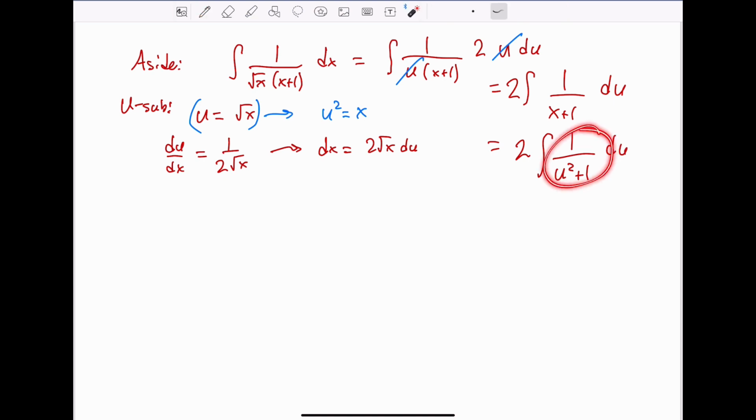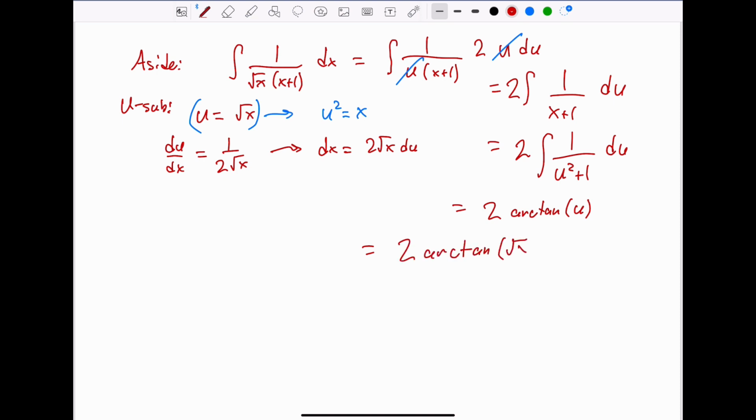The antiderivative of 1 divided by u squared plus 1 is the arctangent. So this equals 2 times the arctangent of u. I replace the u with the square root of x, and I get the antiderivative that I was after. This is just a crazy u substitution problem. I hope you think it's as cool as I do.